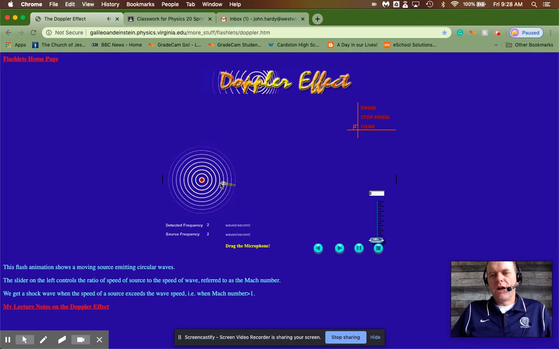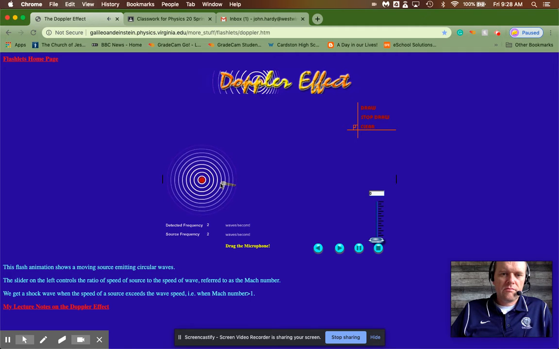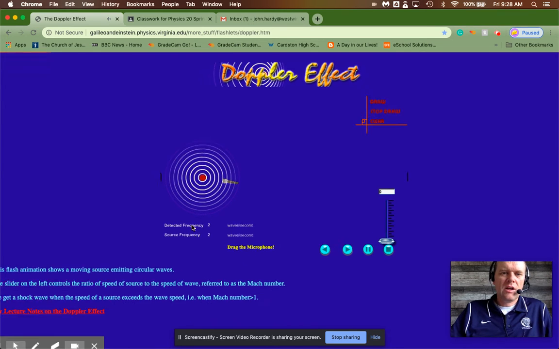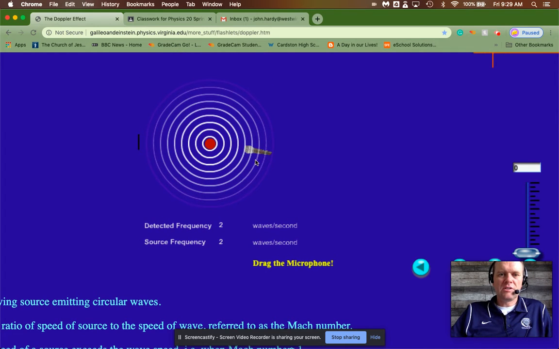I don't know if you can hear that, but it's registering 2 waves per second, which is the same as the source frequency. Okay, so the source is kind of radiating waves 2 times per second, and we're detecting them at 2 times per second. Now that's not very surprising, but that's just because the object isn't moving.